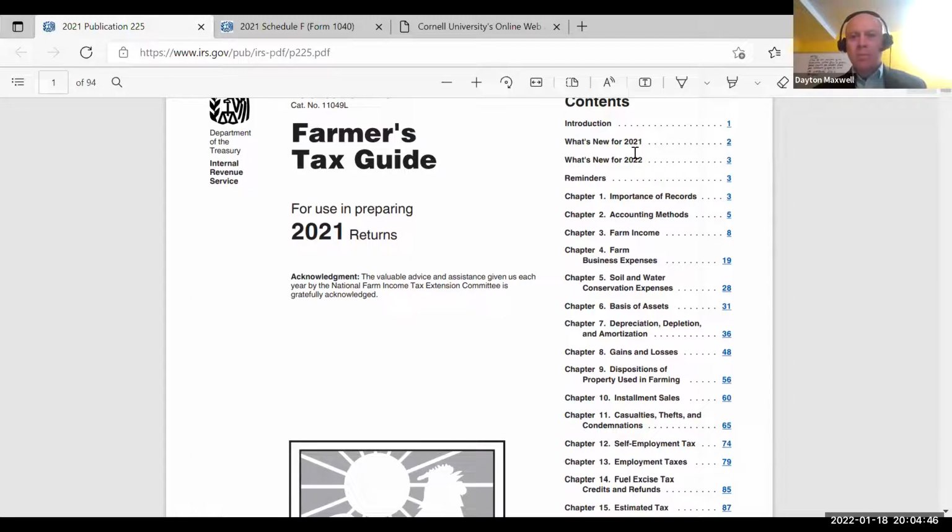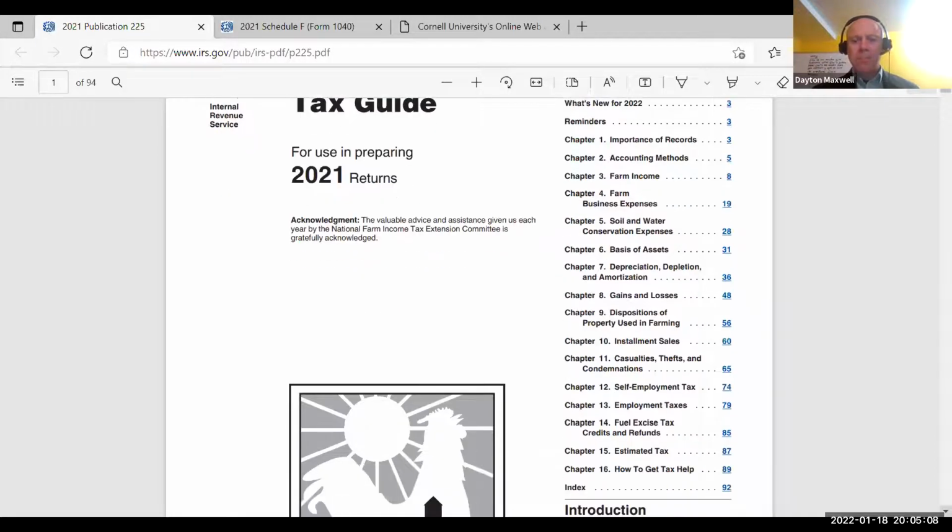So just to go down through the headings here. What's new for 2021? What's new for 2022? As we talked, record keeping, accounting methods. Joe mentioned those, cash and accrual. What's considered farm income? What's considered farm expenses? Soil and water conservation expenses. Basis, or your cost of an asset, what you spend on an asset, how to deal with that. Depreciation, gains and losses, all these neat things. Installment sales, self-employment tax, employment taxes, all these things.